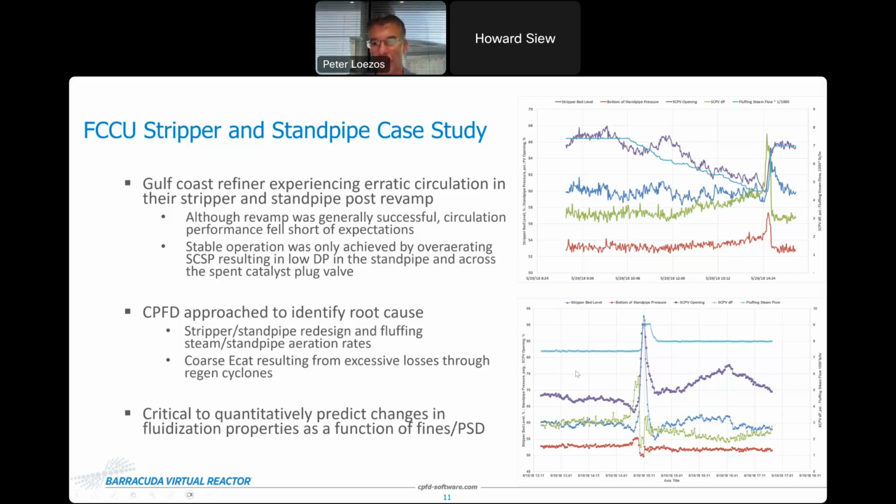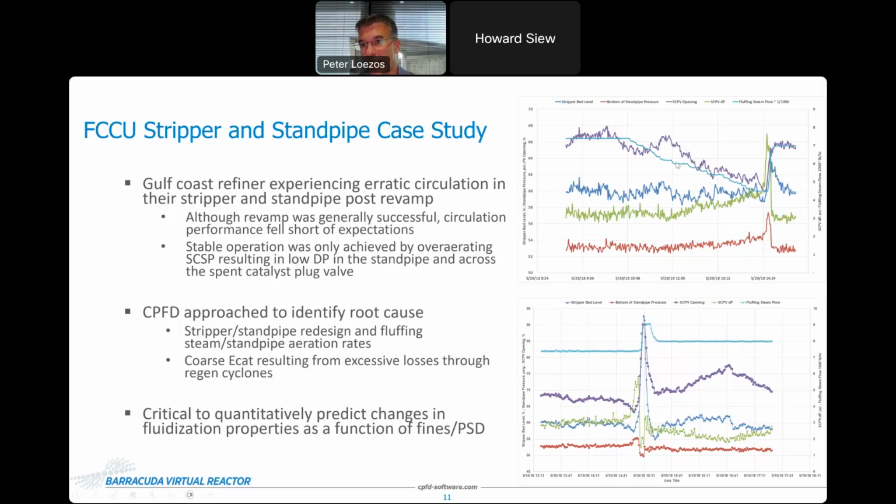So I have two examples of this behavior on the right, two different plots. I'll only go through one of them. In this plot, we're plotting stripper bed level, standpipe pressure build, plug valve opening, plug valve DP, and fluffing steam rate for several hours on stream. What's going on here is the refiner's trying to reach the target DP across a plug valve, which is about 5 PSI or higher, by decreasing the fluffing steam flow rate to the target level.